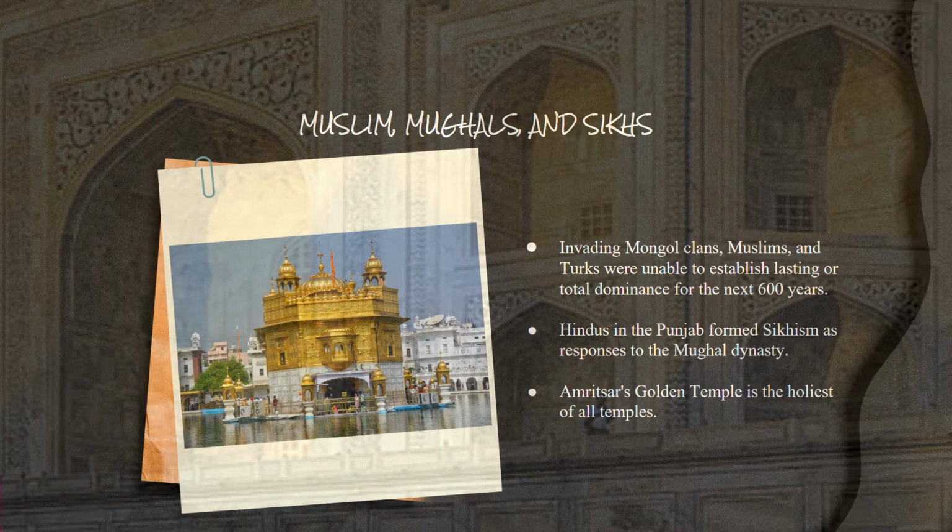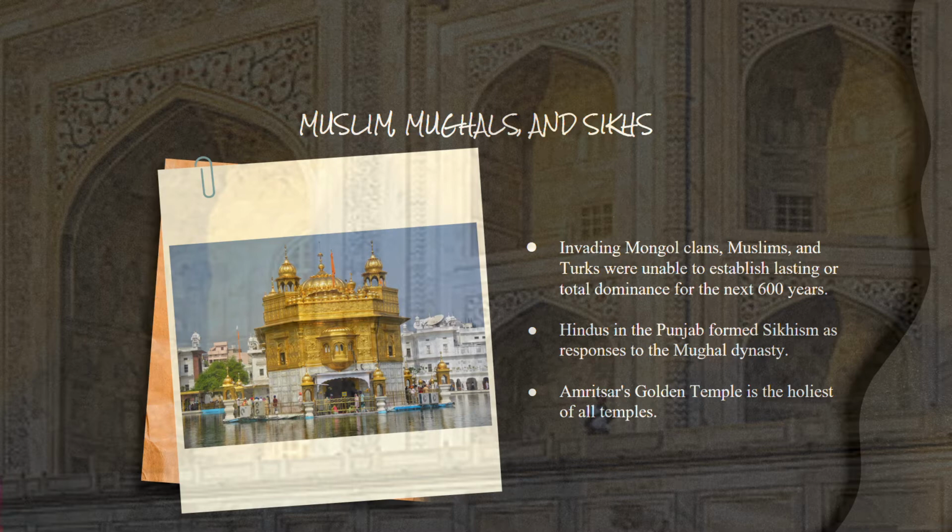Muslims, Mongols, and Sikhs. Invading Mongol clans, Muslims and Turks were unable to establish lasting or total dominance for the next 600 years. The Mughal Empire did not disseminate Muslim doctrines to the remainder of the region until the 1500s. In the 1600s, India saw advancements in domains such as art and architecture, like the Taj Mahal.